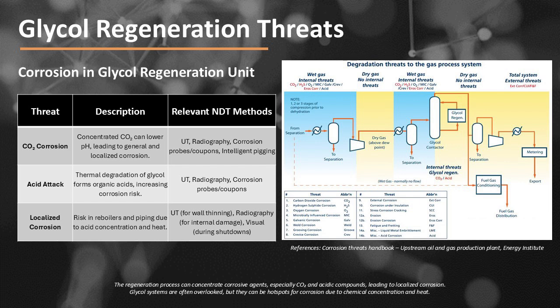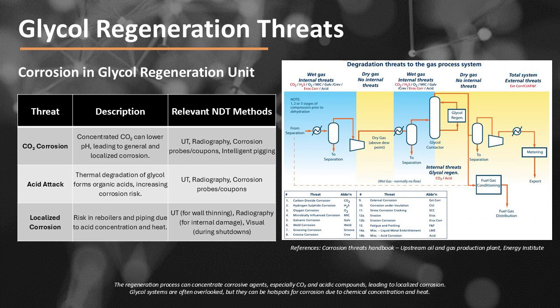Number 2 is acid attack threat. Thermal degradation of glycol forms organic acids, increasing corrosion risk. Relevant NDT methods to detect acid attack: ultrasonic thickness test or UT, radiography and corrosion probes or corrosion coupons.